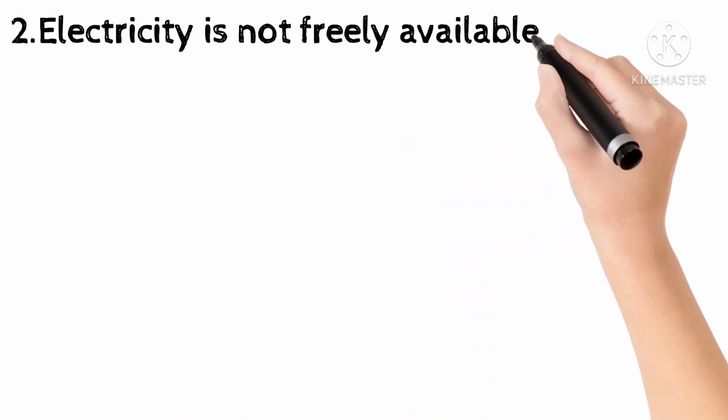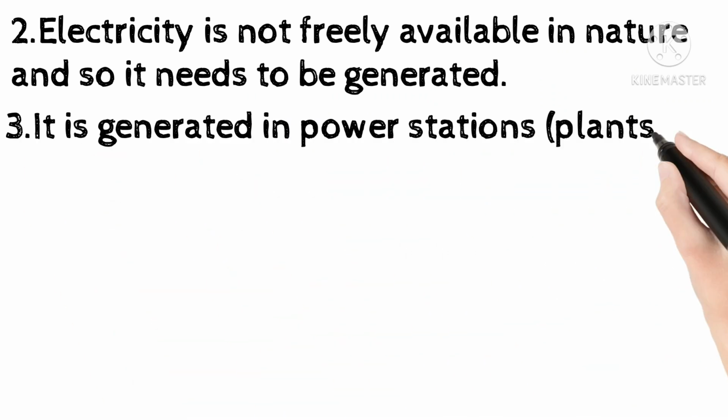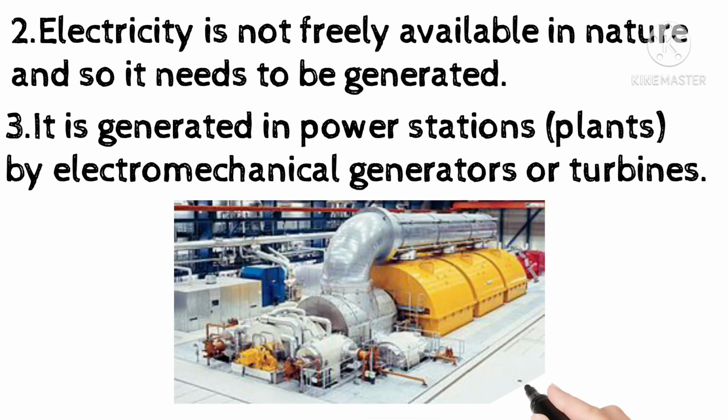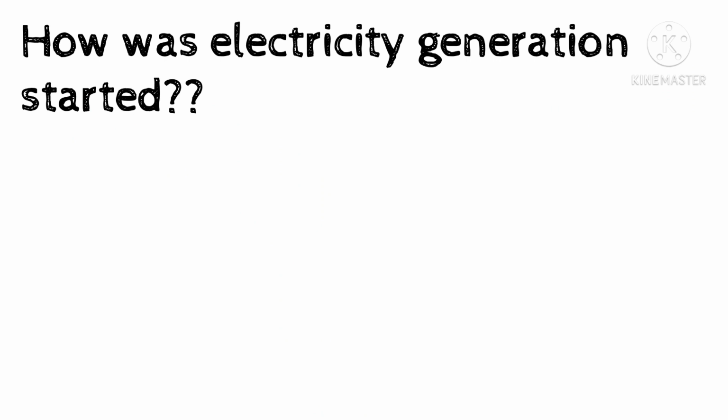Point number 2. Electricity is not freely available in nature and so it needs to be generated. So why does electricity need to be generated? It needs to be generated because it is not available in nature as air or water is. It is generated in power stations or plants by electromechanical generators or turbines. As you can see in the picture, these types of machines are used to produce electricity in power stations or power plants. So how was electricity generation started?